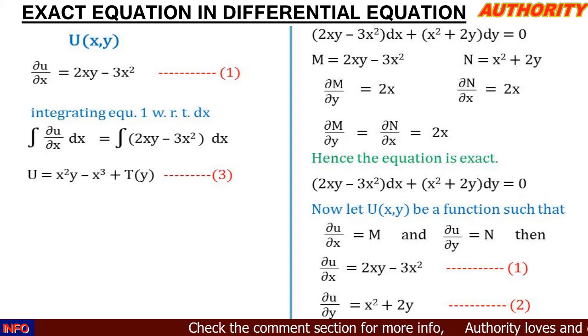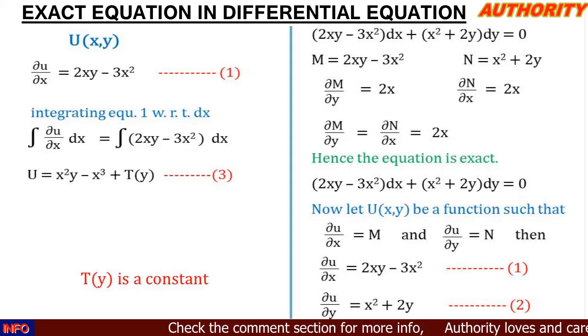Now, you see that this function is of x and y, and we integrated with respect to x. So to show that we did not do away with y, since y is involved in our function, we're going to have plus t of y.